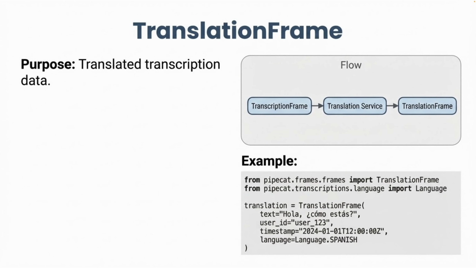Next, we have translation frame. Sometimes when we are speaking in different languages, we want the transcription frame to go through a translation service to give us some translation output. For example, this is some text in Spanish, and we want it to be converted into English. So we create this translation frame, which will give us the output in some other frame. So this is a translated transcription frame, and this is how it is used.